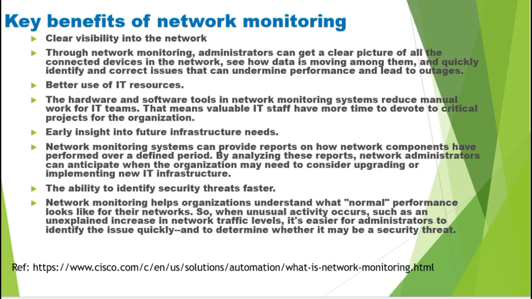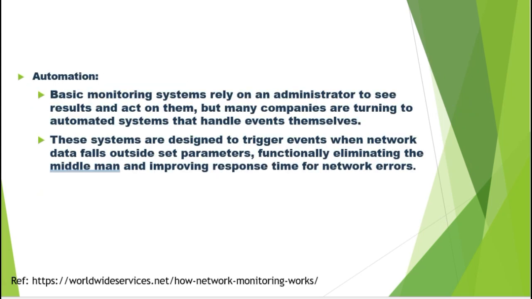When unusual activity occurs, such as an unexplained increase in network traffic levels, it's easier for administrators to identify the issue quickly and to determine whether it may be a security threat. In modern network monitoring tools, we also use some form of automation. These systems are designed to trigger events when network data falls outside set parameters, therefore functionally eliminating the middleman and improving response time for network errors.